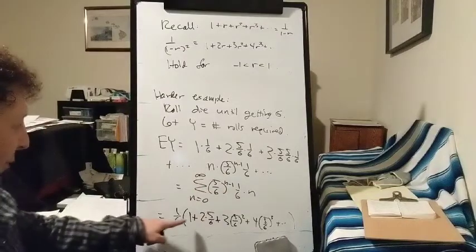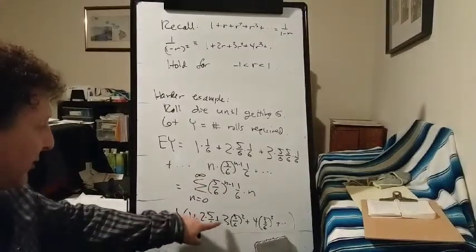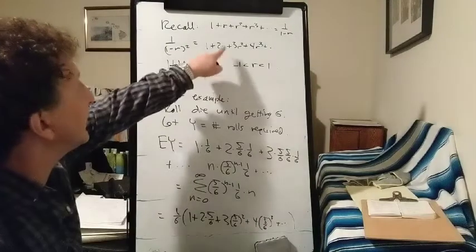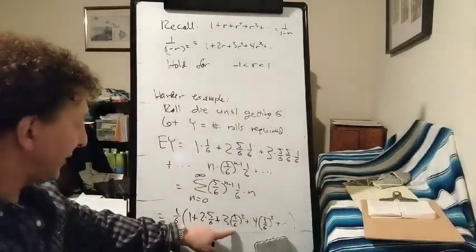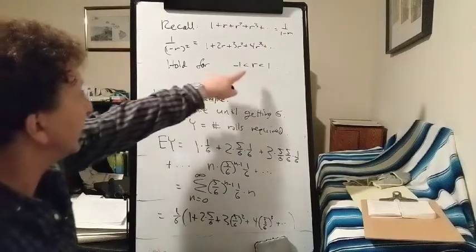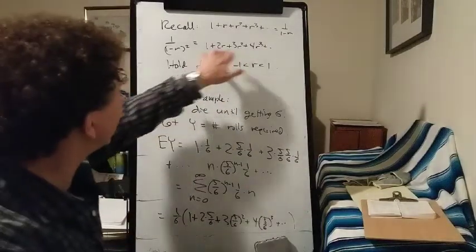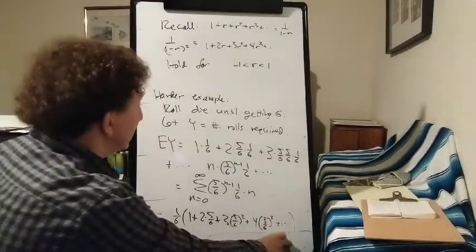So let's see what we have here. 1 plus 2 times something plus 3 times something squared plus 4 times something cubed. It looks just like that. And our something is a number between 0 and 1. So it's in the range where this series converges to that fraction.